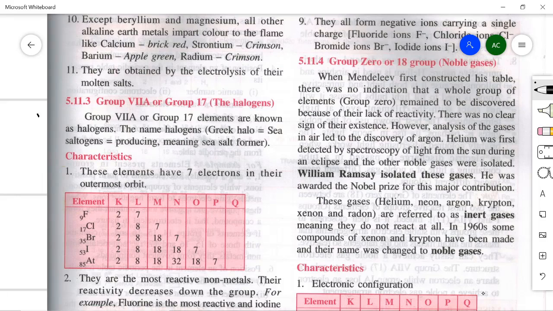So group 7 members are known as halogens. These are the members fluorine, chlorine, bromine, iodine, astatine, and they are known as halogens because they are obtained from sea salt. Halogens means sea salt formers.